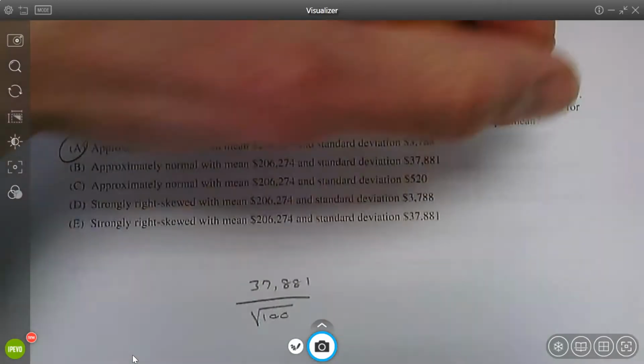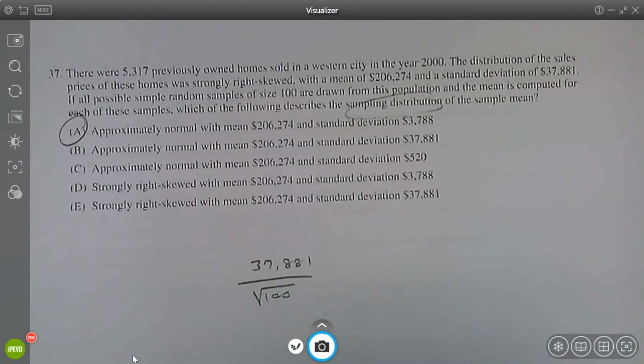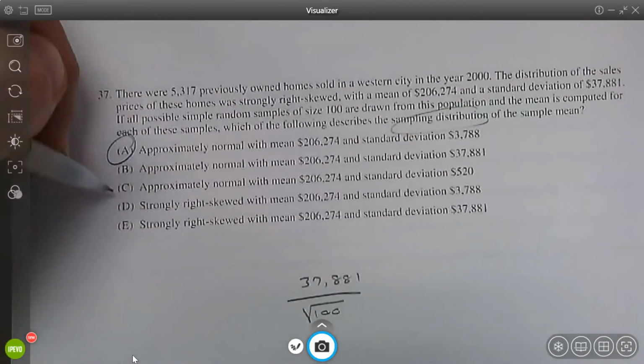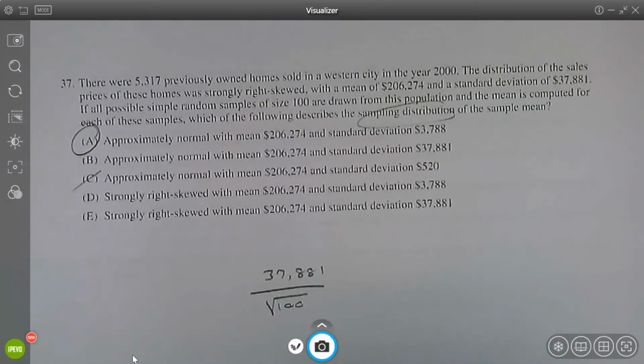37, they're talking about the sampling distribution. So I'm just going to use my formula sheet. It should be centered at the true parameter, and the standard deviation is s divided by the square root of n. So it's going to have a smaller standard deviation. So obviously, if I'm just guessing, C is out, just based on some strategies we've talked about in the past.